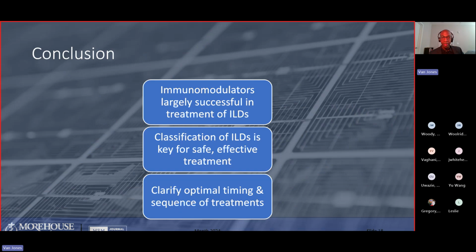To summarize, immunomodulatory therapies are very successful in the treatment of ILDs, but it is critical to have diagnostic accuracy when identifying the ILD, just to tailor the treatment to have safe and effective treatment of the diseases. There is one thing the authors would like, which is to clarify the optimal timing of these treatments and the proper sequence of which agents should be used for a specific ILD.